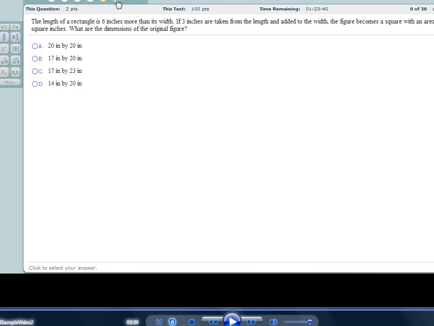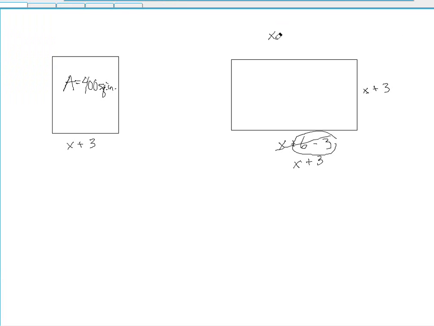You know the dimensions of the original figure were x plus 6 by x. There's the dimensions of the original figure. If we know what x is, right, if we can figure out what x is, then we'll know the answer. We can plug it into both of these and have the original dimensions. So how do we figure it out?